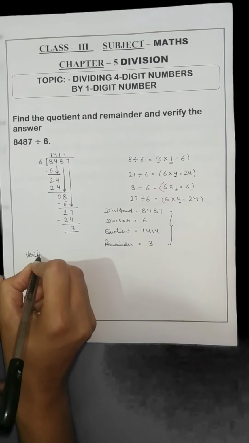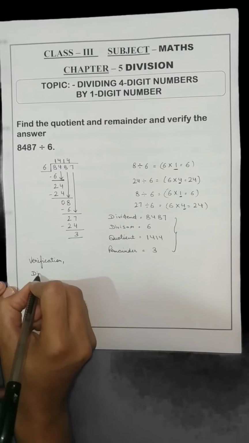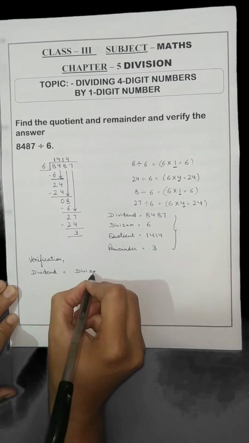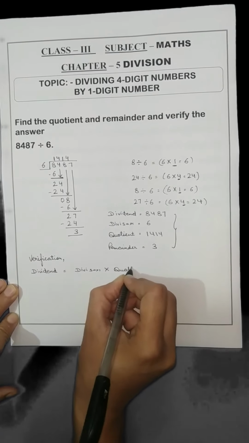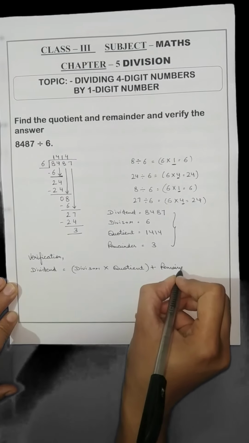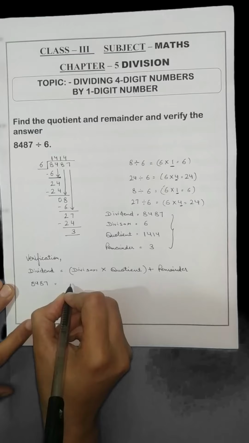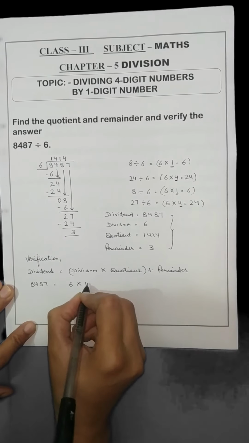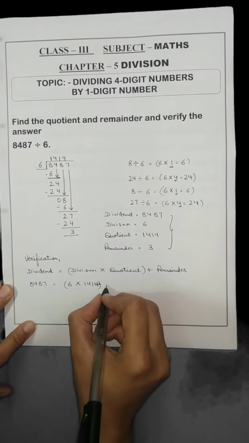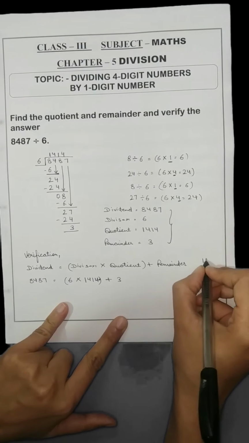For the verification, we'll write the formula, that is dividend equals to divisor multiply quotient plus remainder. Put a value. Dividend is 8487, divisor 6, quotient 1414. So remainder is 3. Use rough side for the calculation.